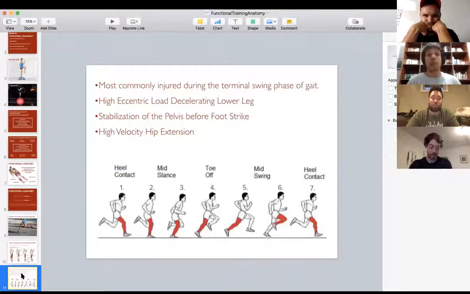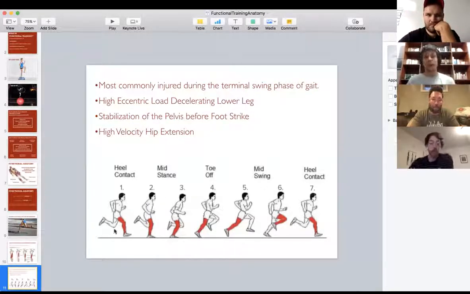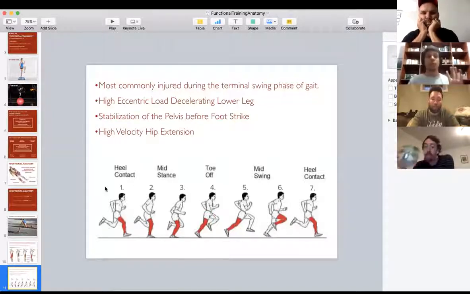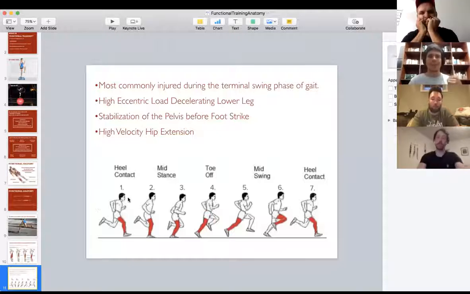We see these injuries during the terminal swing phase of gait. So if you look at this, every single gait phase is the same drawing of this guy running. I was trying to find a better one, but if you look at number 1 and number 2, this is about where about 90%, I think it is, of hamstring strains happen. And I think commonly people think it's probably 4 or 5 when that foot's going behind the center of mass, but it's almost always right about at foot strike.